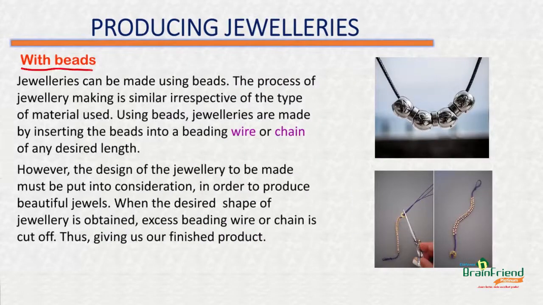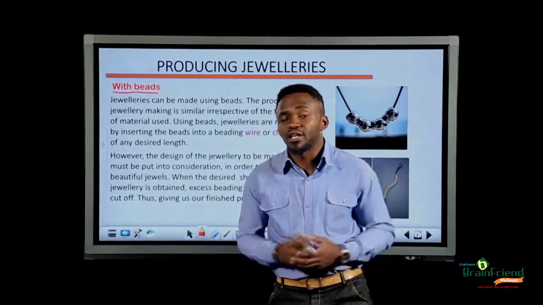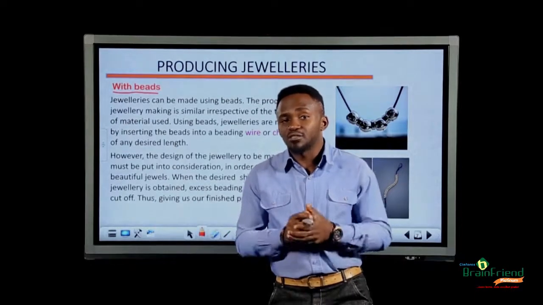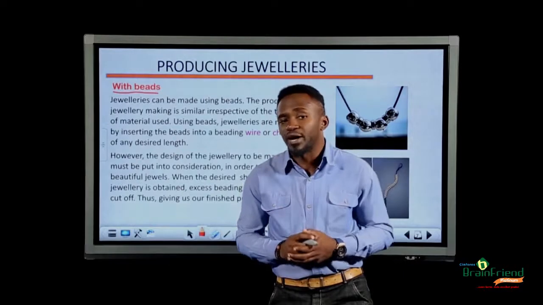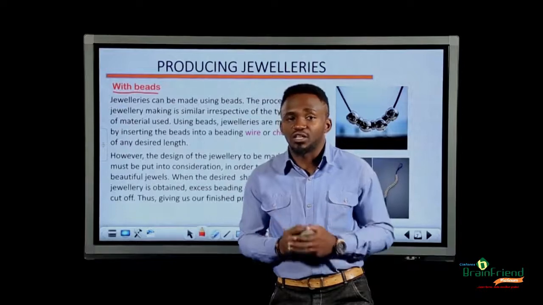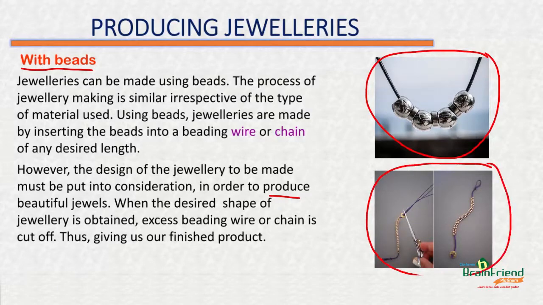Producing jewelries with beads. Jewelries can be made using beads, and by jewelries, we mean necklaces, bracelets, waist beads, and so on. Jewelries are made using beads by inserting these beads into beading threads or beading wire, and when the desired shape or design is obtained, the excess beading wire or chain is cut off. However, the design of the jewelry to be made must be put into consideration in order to produce beautiful jewels. Now, just as shown on our images, this is an example of a jewelry being made using beads, and from this image you can see excess beading thread being cut off.